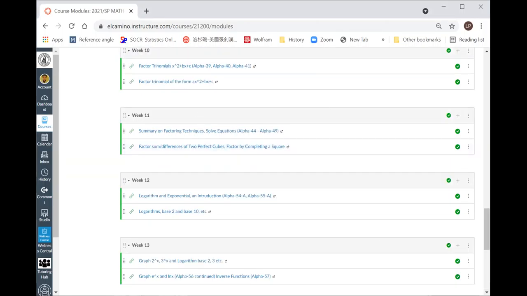We're done with factoring. So these sections, from week number 10 all the way up, these 2 weeks: factor and solve equations.